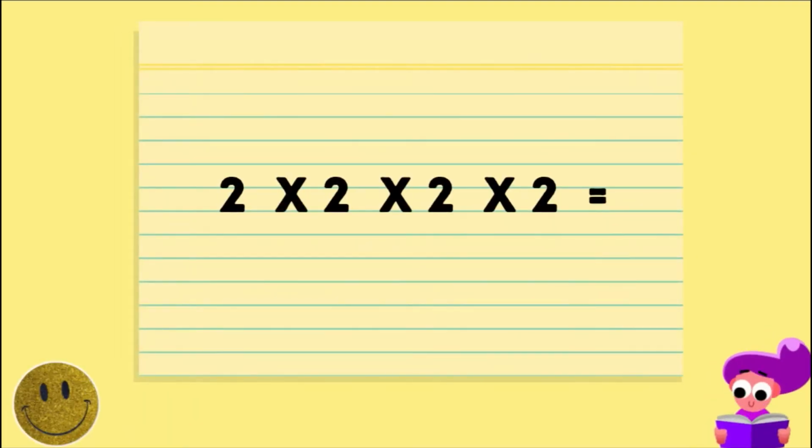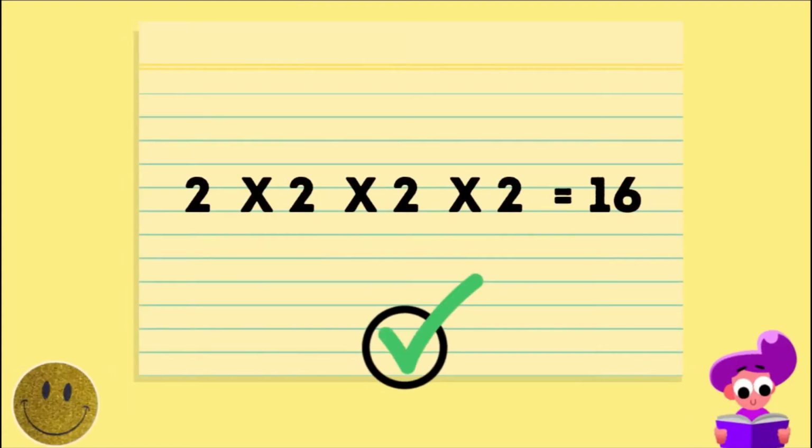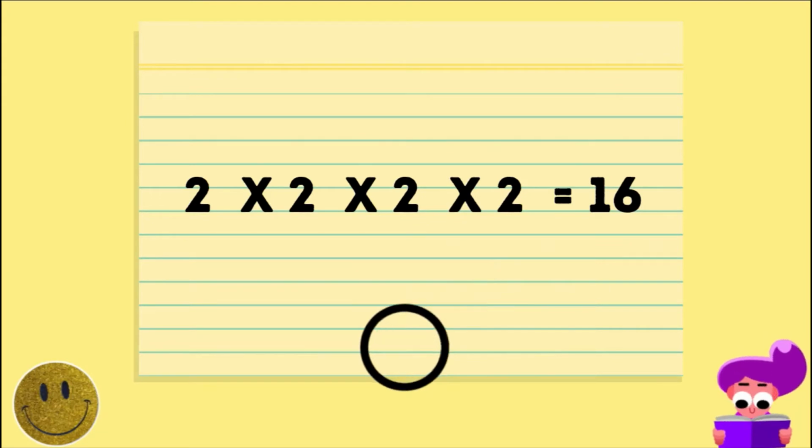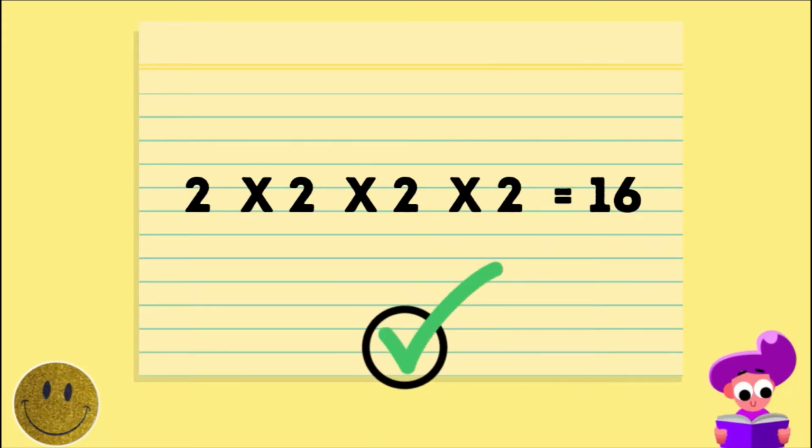Let's go to number 2. What is 2 times 2 times 2 times 2? Times up. The answer is 16. Did you get the answers correctly? If you did, very good. Now you are ready for our topic today.